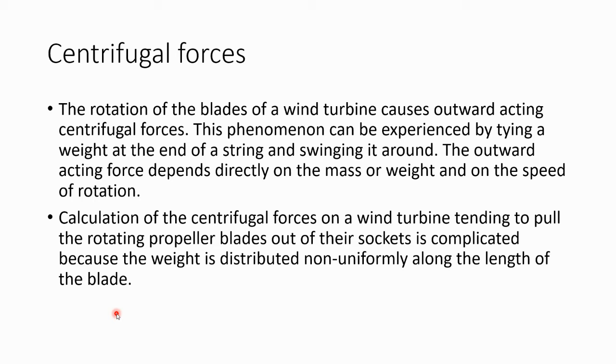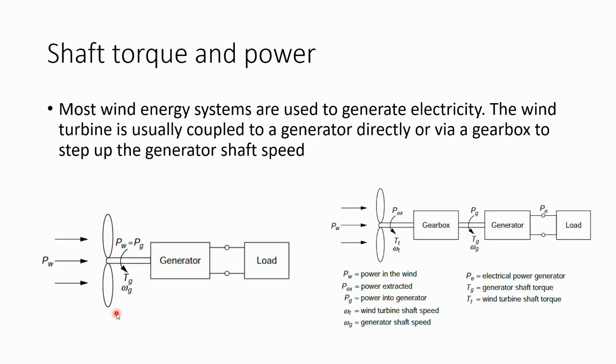Because of these centrifugal forces, the rotational speed of the rotor is also limited, because if you turn your rotor too fast, then the outward centrifugal forces are too huge. It can pull and tear the blade out from your wind turbine shaft. And what happens is that you have a disaster, an accident happens, and everything breaks down, literally disintegrated. So calculation of the centrifugal forces on a wind turbine tending to pull the rotating propeller blades out of their socket is complicated because the weight is distributed non-uniformly along the length of the blade. Okay, this is just information for you.